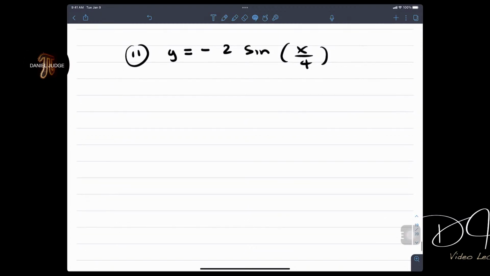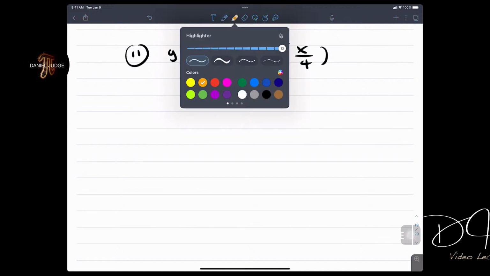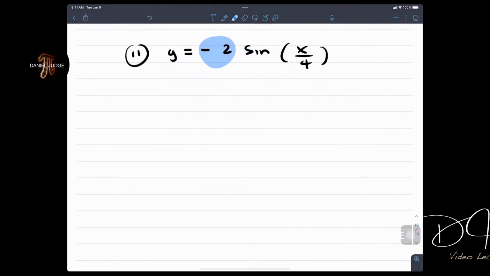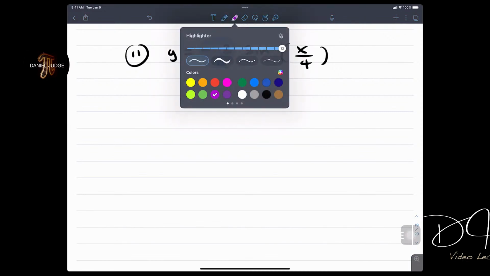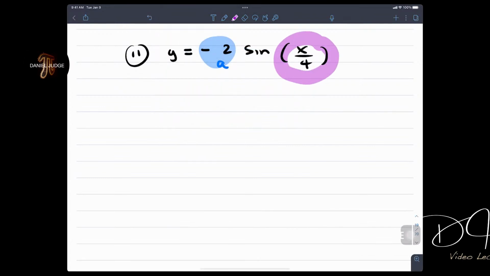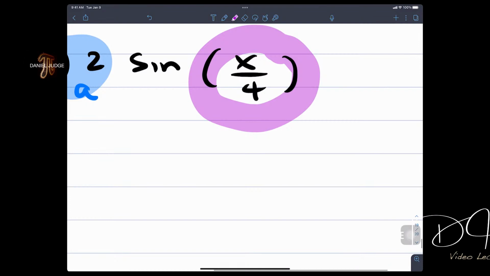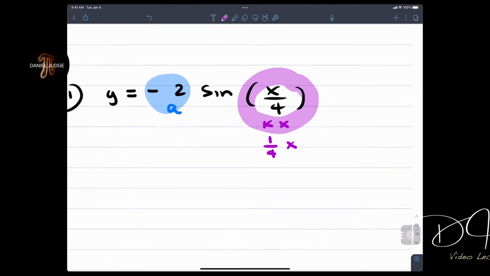Number 11 here. Here's my a value, number 11. And then let's focus on what happens here. Like the past example, this is where students make that mistake. This is really, remember, this is supposed to be k times x. So x over 4 is 1/4 x. So ladies and gentlemen, there you go. It's 1/4 x.